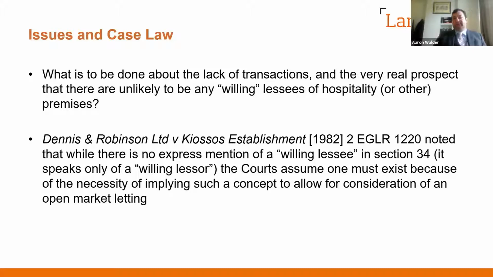The first point to note is Section 34 of the 1954 Act only talks about a willing lessee, a lessor, I beg your pardon. However, Dennis and Robinson made it clear that there needs to be a willing lessee as well, because if there wasn't, then how could you consider an open market letting? So although the Act actually only speaks in terms of a willing lessor, it's been deemed axiomatic that there must be a willing lessee as well.